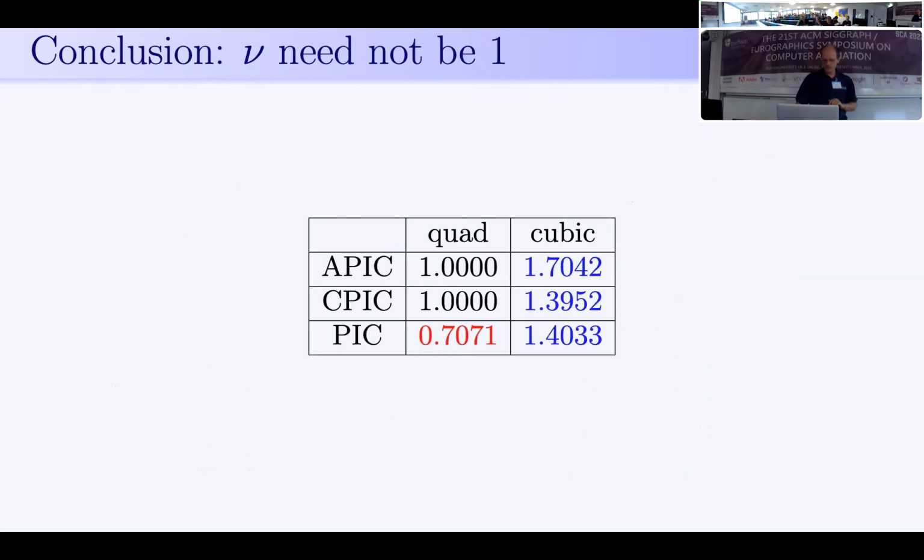All right, I'll spare you a lot of algebra. I'll show you what the conclusion was. The conclusion is the CFL number doesn't actually have to be 1. In a couple of cases it is. So quadratic splines, APIC and CPIC, 1 is in fact, turns out to be the right number.